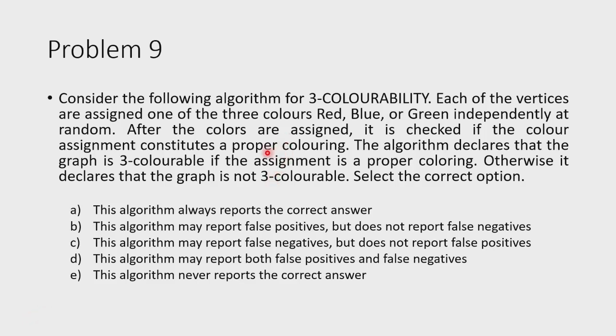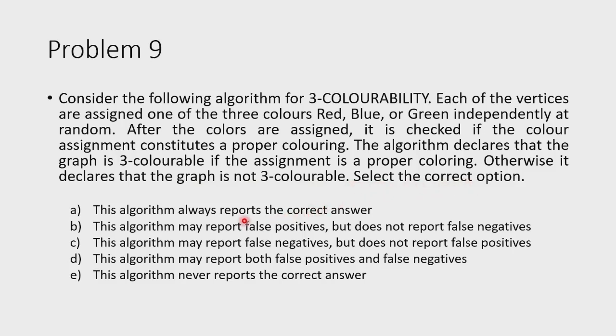Right, so then let's look at the next problem. Consider the following algorithm for three colorability. Each of the vertices is assigned one of the three colors red, blue or green independently at random. After the colors are assigned, it is checked if the color assignment constitutes a proper three coloring. The algorithm declares that the graph is three colorable if the assignment is a proper three coloring. Otherwise, it declares that the graph is not three colorable. Now select the correct option.